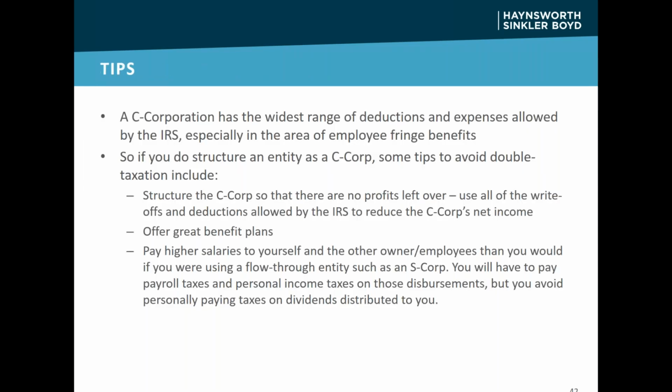So, skipping through some of these. Okay, we're going to end with this. Basically, a C corporation has the widest range of deductions and expenses that are allowed by the IRS, especially in the employee fringe benefits area.